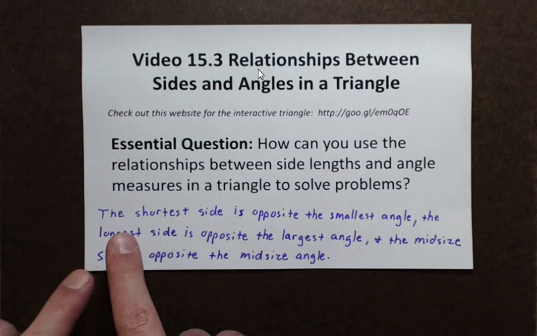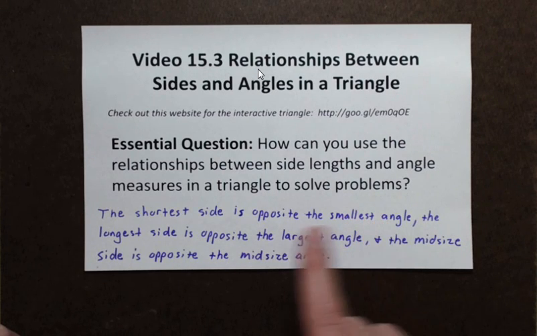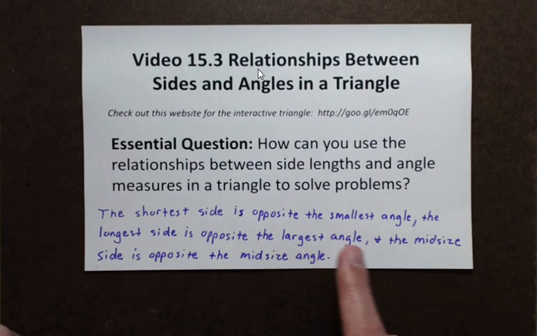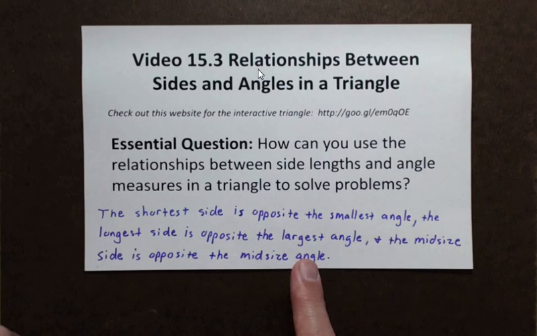Okay, so the answer is the shortest side is opposite the smallest angle. The longest side is opposite the largest angle, and the mid-size side is opposite the mid-size angle. Okay, copy this down. That is the essence of today's lesson.